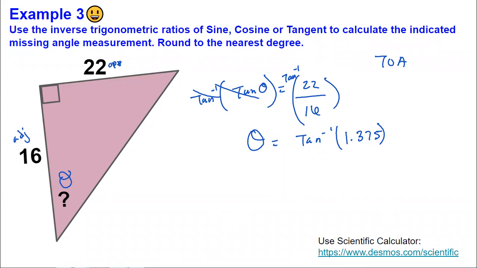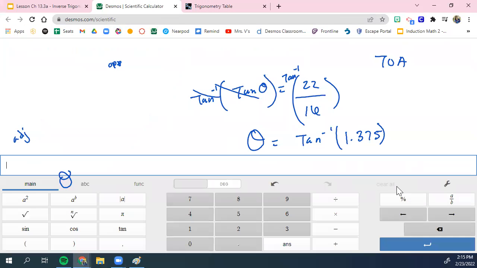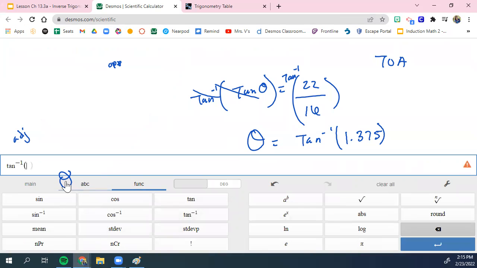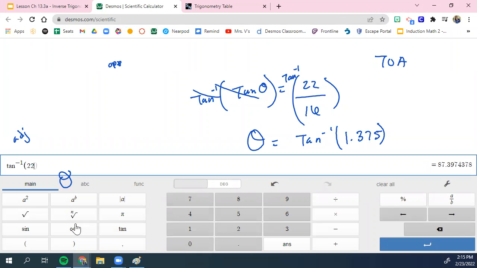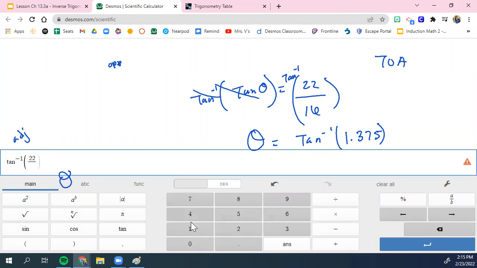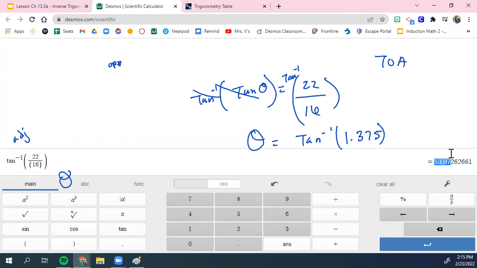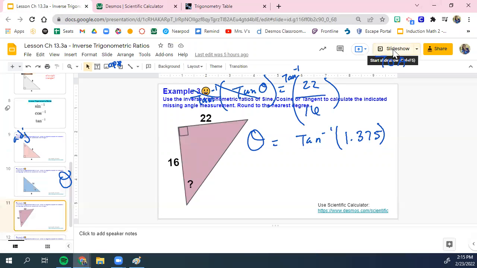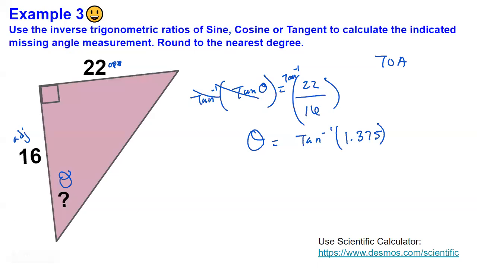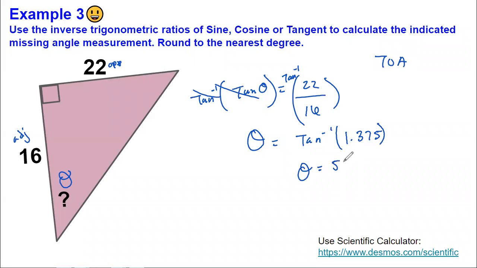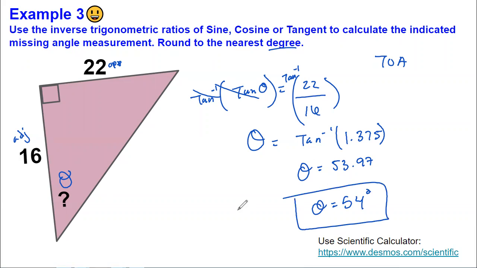I'm going to use a calculator this time. So let me bring it up. Let me clear this. We have our function, inverse tangent of 22 divided by 16. And my angle should be 53.97. Rounded up, it should give me 54 degrees. So theta equals 53.97, rounded up to the nearest degree, so theta equals 54 degrees. Woohoo! Not too bad, huh?